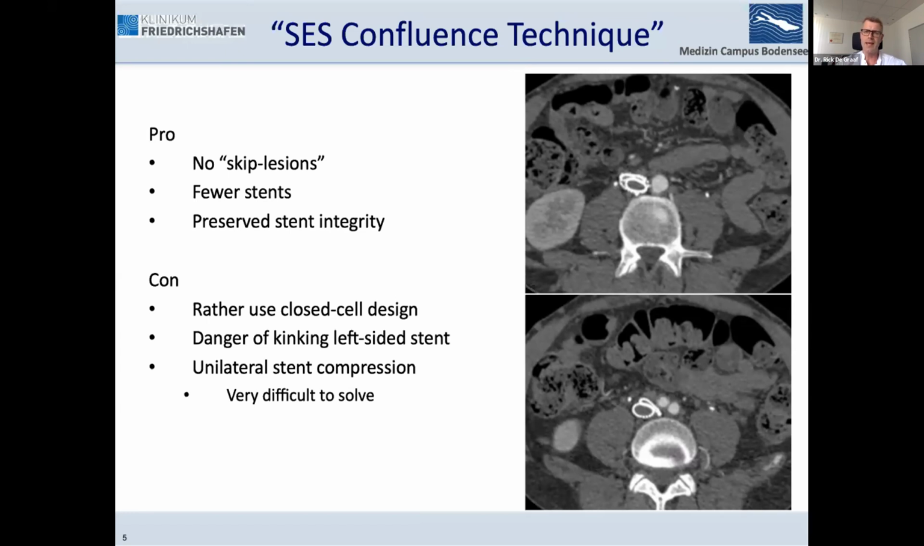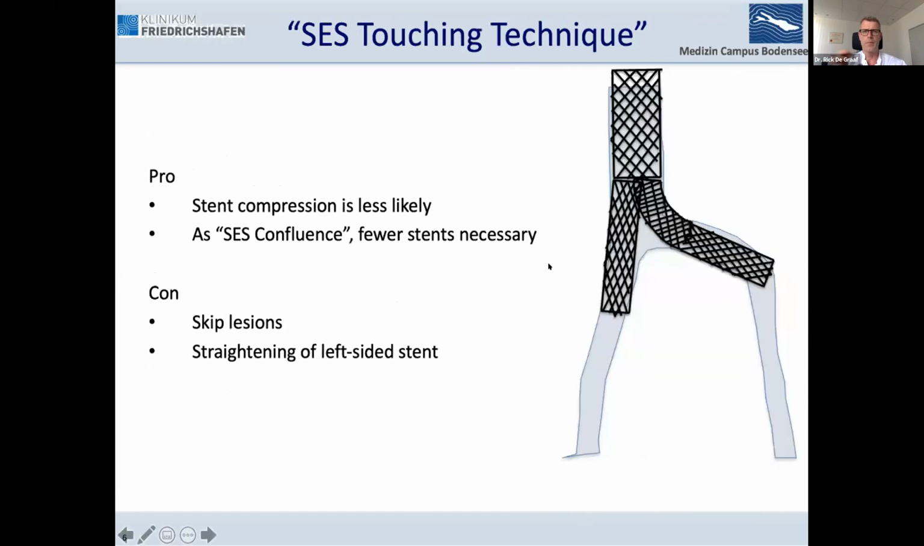And you have that kinking thing, you know, because the anatomy is different. The right side is going straight up and the left side is going like this. So the stents are always moving and working against each other. That's not a good thing, in my opinion.